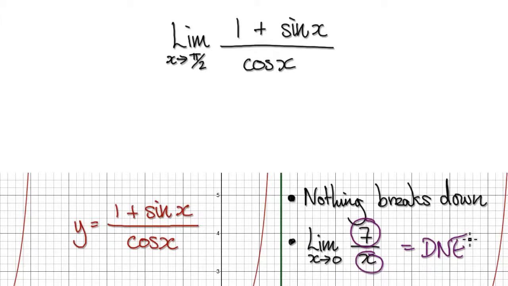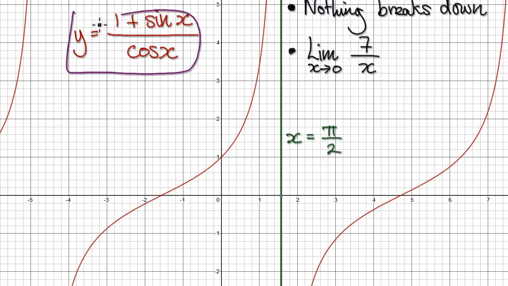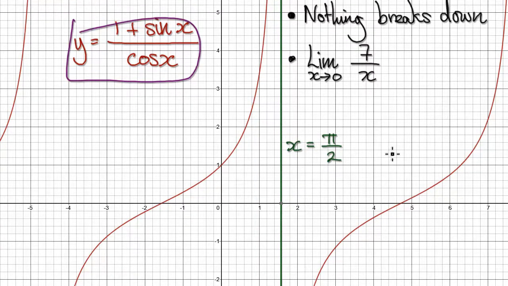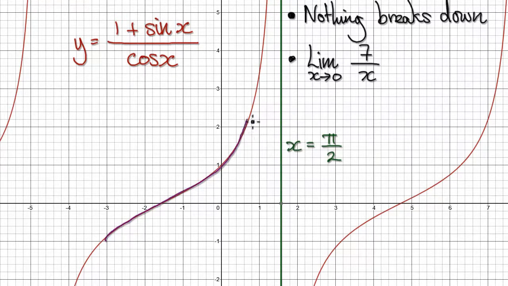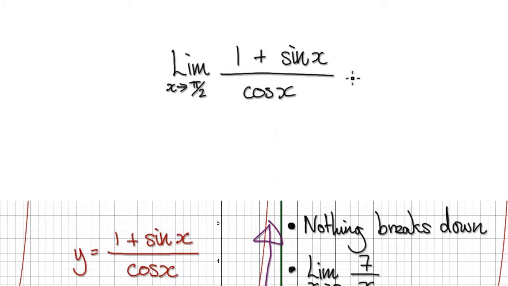Okay, and if you get a graph plotter and plot our graph, which is this thing here, pi over 2 is this green line here. So as you can see, as x heads towards pi over 2 from the left, this is going to shoot up, and if you approach it from the right hand side, it's going to shoot down. So the limit does not exist. So the answer here is does not exist.